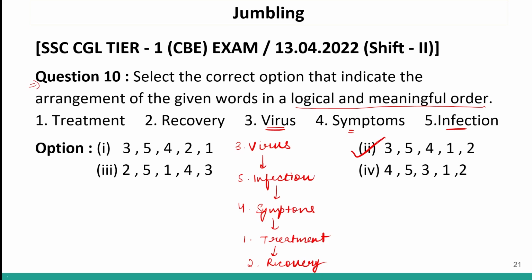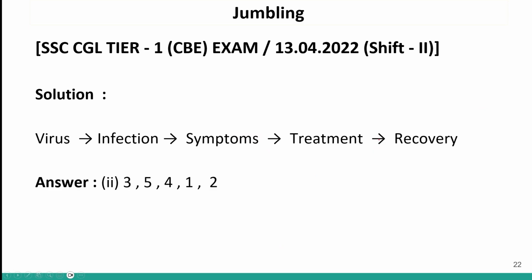So option number 2 is the correct answer. So first you get a virus. Because of the virus, you get an infection. When you get an infection, you start showing symptoms. When you show symptoms, you go to a doctor and ask for a treatment. And when you get the treatment, you start your journey to recovery.